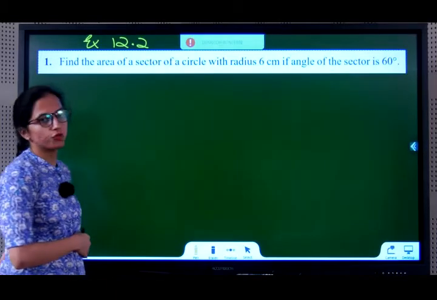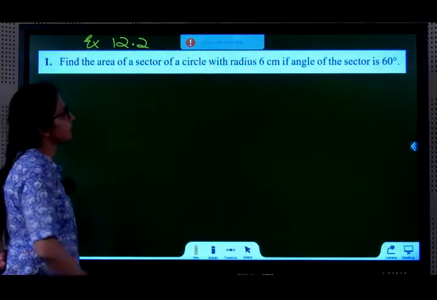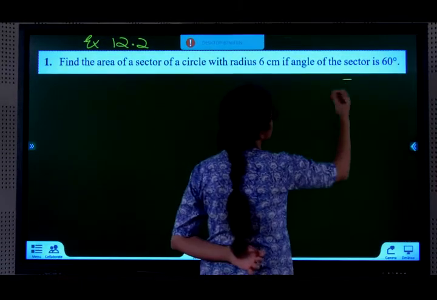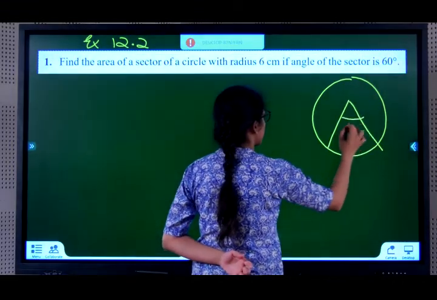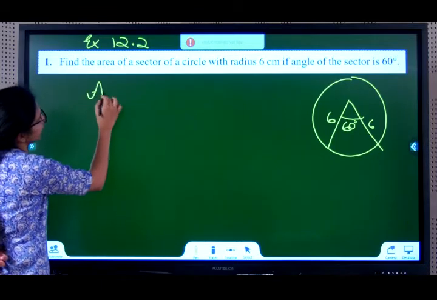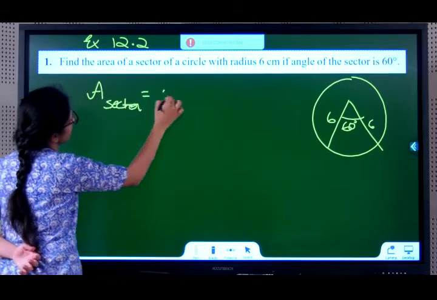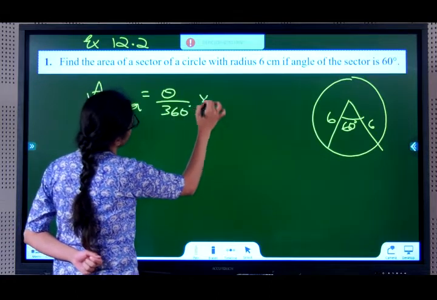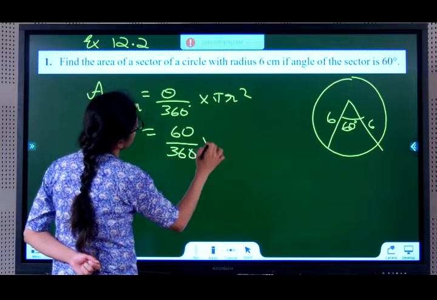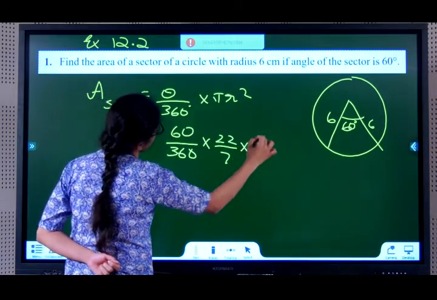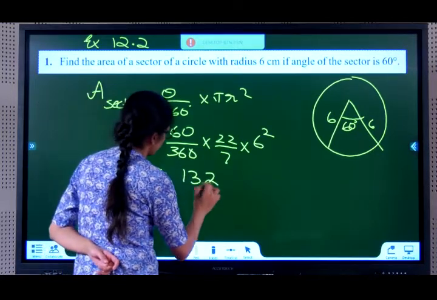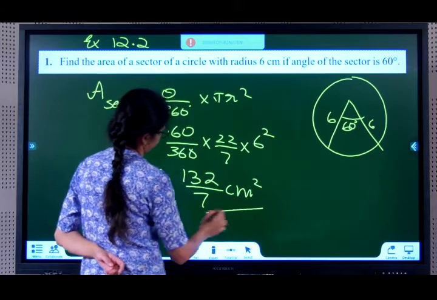Exercise 12.2, first question. Find the area of a sector of a circle with radius 6 centimeters if the angle of the sector is 60 degrees. So we have a sector whose angle is 60 degrees, and the circle's radius is 6 centimeters. Easy, direct question. Area of sector is equal to theta by 360 degrees into pi r square. Theta is 60 divided by 360 into 22 by 7 into 6 square. On solving this, we get 132 by 7 centimeters square.